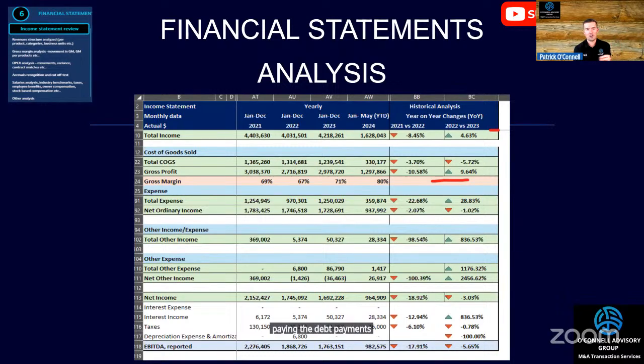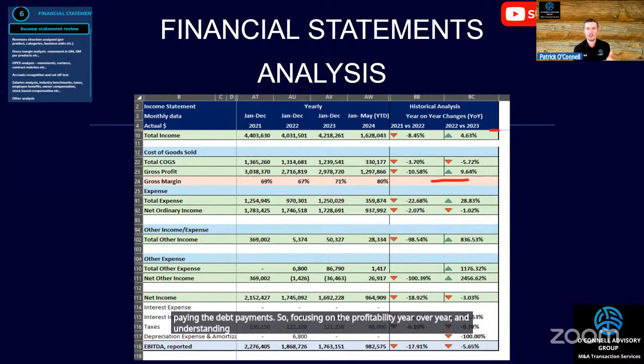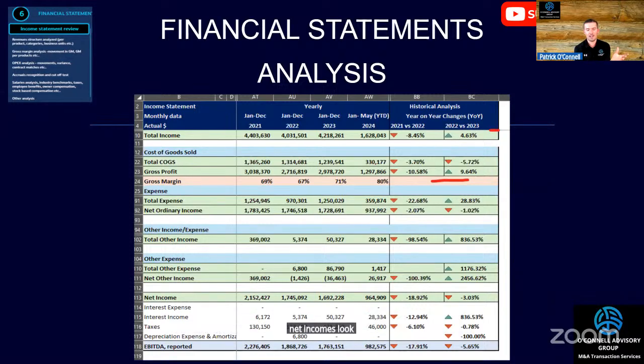So focusing on the profitability year over year and understanding what the normal net incomes look like of a company like this. You'll see in a couple other takeaways in 2021, the company had net incomes of 2.1 million on 4.4 million of income, which is very strong. It's nearly 50% net margins, which is tremendous.